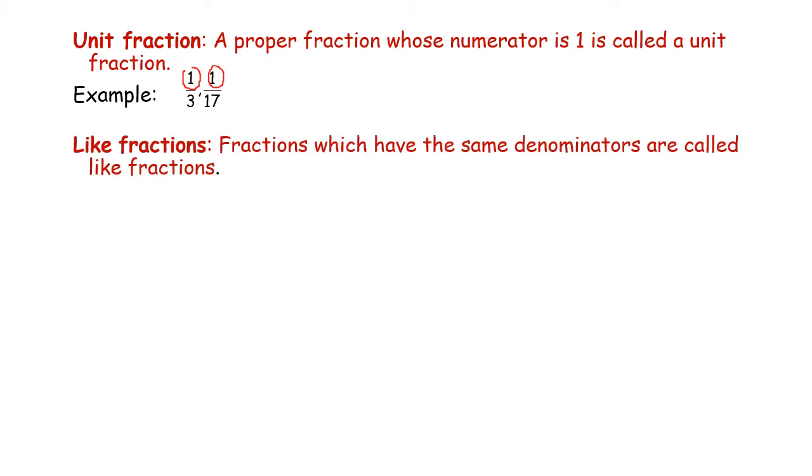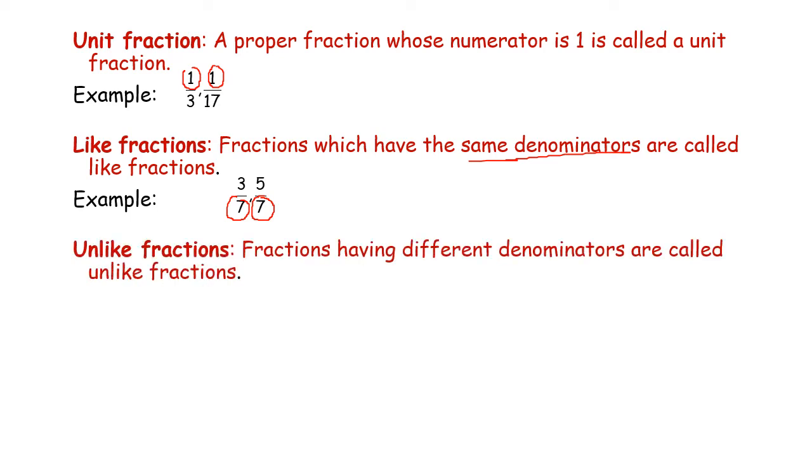On the other hand, two fractions are called like fractions if their denominators are the same. For example, 3/7 and 5/7. Why are they like? Because their denominator is the same. Adding and subtracting like fractions will be very, very easy, because you are not supposed to make them like. If they are already like fractions, addition and subtraction will be easy.